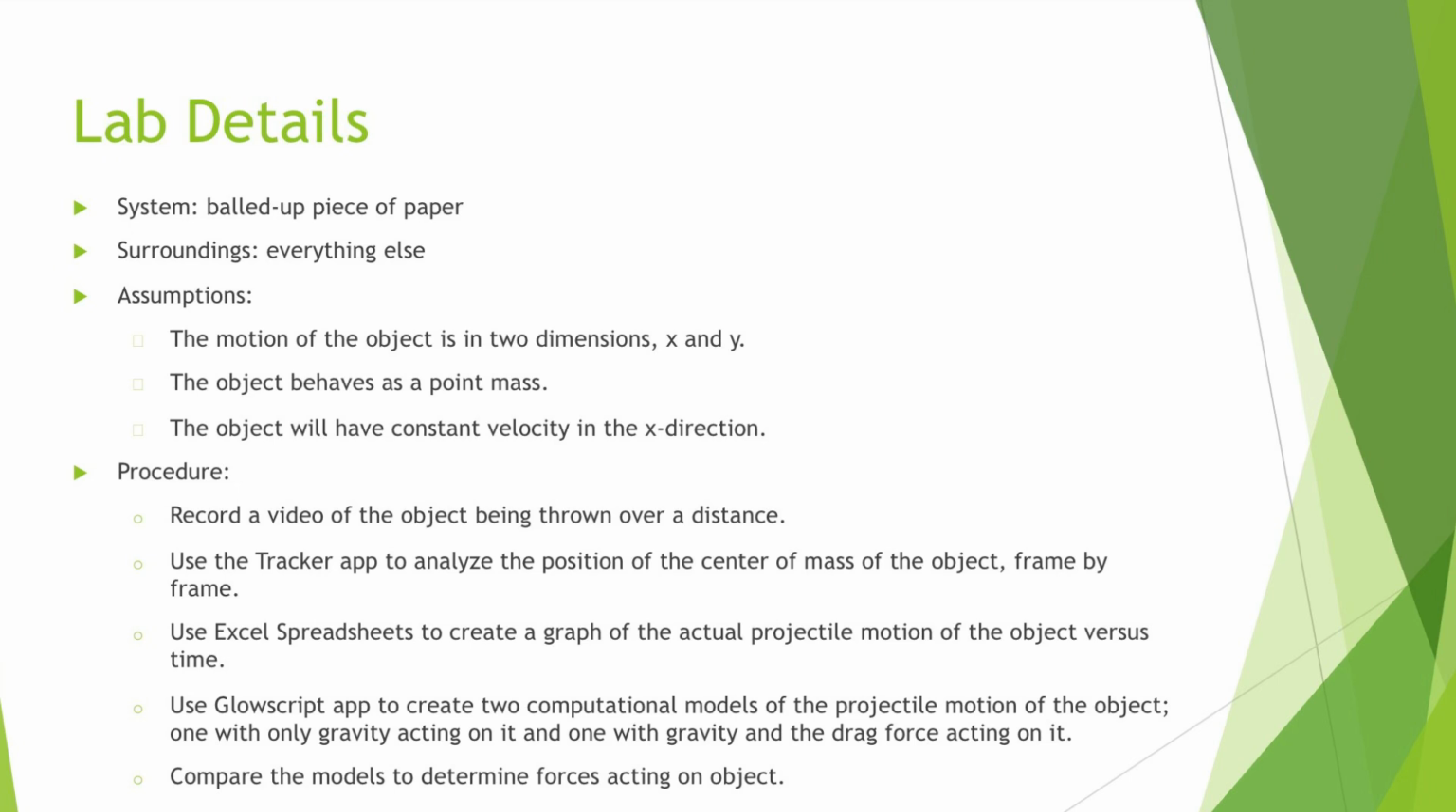The procedure for this lab started with recording a video of the object being thrown over a distance, then using the Tracker app to analyze the position of the center of mass of the object frame by frame, then using an Excel spreadsheet to create a graph of the actual projectile motion of the object versus time, then using GlowScript to create two computational models of the projectile motion of the object, one with only gravity acting on it and one with gravity and the drag force acting on it, then to compare the models to determine the forces acting on the object.